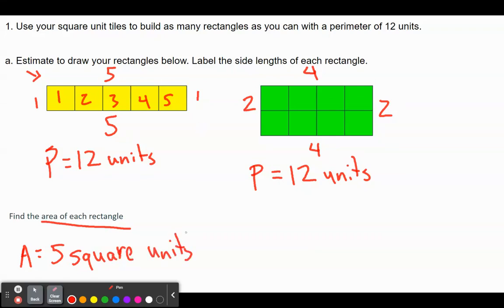So remember, area is the amount of space our shape takes up. Now, let's take a look at our green rectangle. So we have to make sure we count the square units. So I have 1, 2, 3, 4, 5, 6, 7, 8. So I have 8 square units.